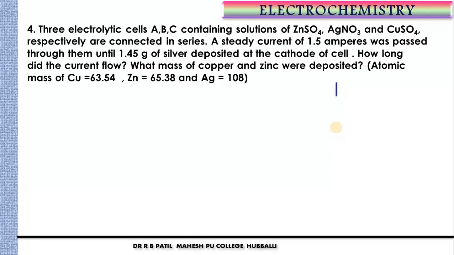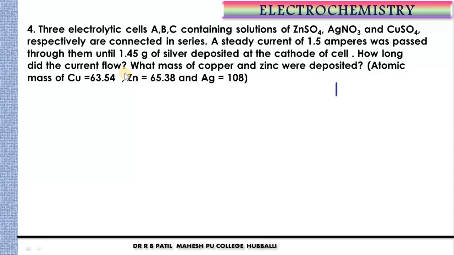Now let us see the last problem. 3 electrolytic cells I have, A, B, C, containing solution of zinc sulfate, silver nitrate and copper sulfate respectively, and they are connected in series. It indicates that same quantity of electricity is passing through all 3 electrolytic solutions. A steady current of 1.5 amperes was passed through them until 1.45 gram of silver deposits at the cathode of the cell. So the question is, how long did the current flow?